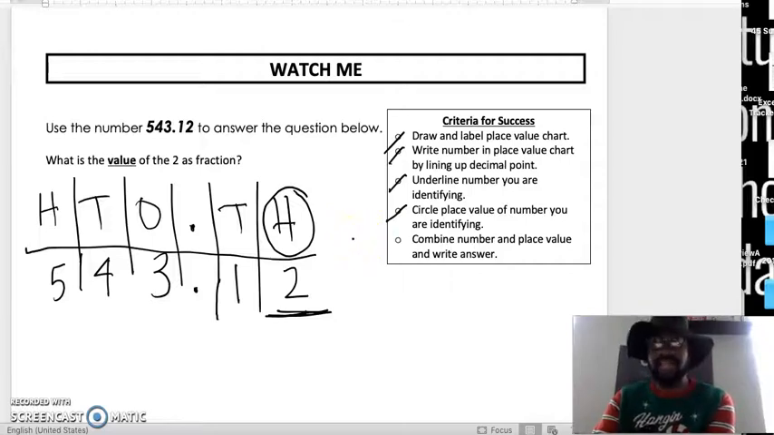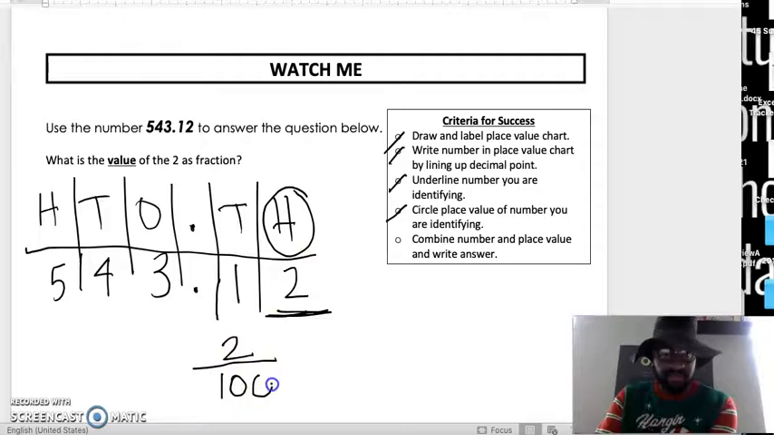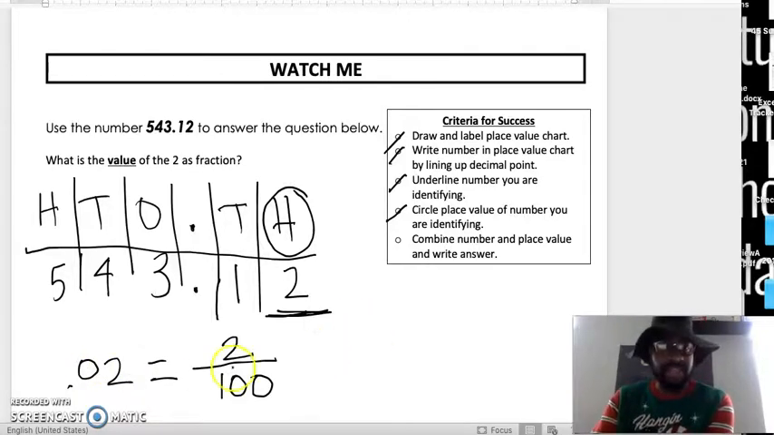Well, what does that look like as a fraction? Well, if I call this number 2 hundredths, how do I write it? Well, the number is the numerator, 2. The place value is the denominator, hundredths. So 2 hundredths as a decimal looks like 2 hundredths as a fraction. So a 2 in the hundredths place as a decimal equals 2 hundredths as a fraction. So that is how I figure out how much that value is worth.